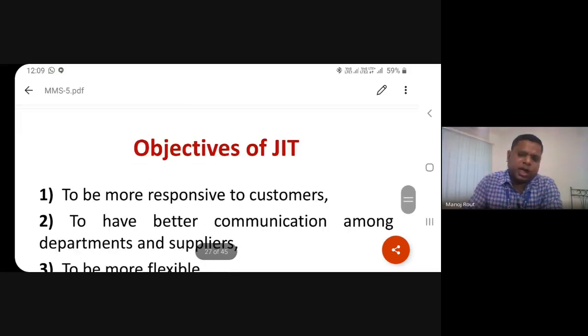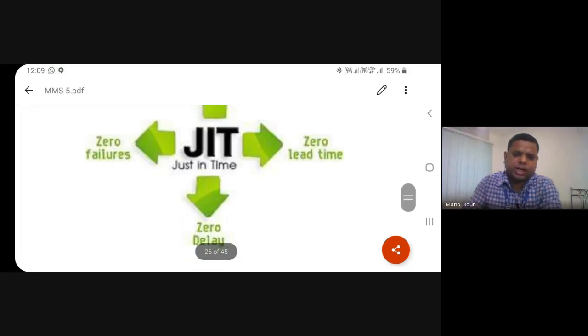As you know, the lead time is the time between the start and end of the process, and that should be eliminated whenever you implement the just-in-time concept. If you go to any assembly center or any manufacturing organization, they place the inventory nearer to the workstation. Whenever there is a requirement of inventory, they directly consume from that particular rack or the concerned department. The next is zero delay.